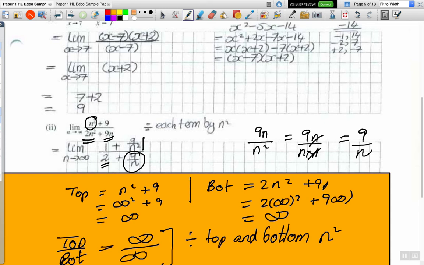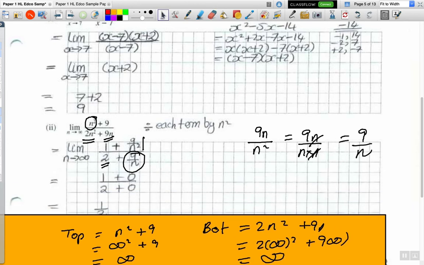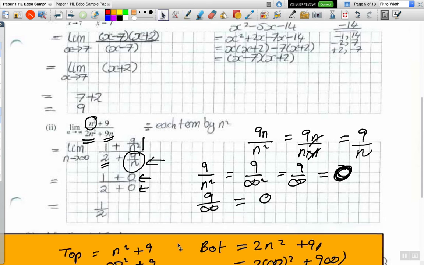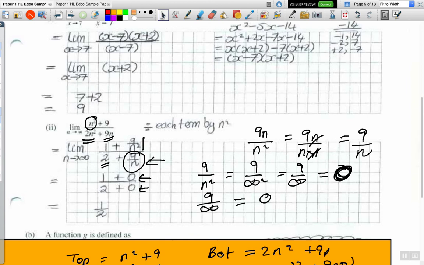Then what we do is we let n tend to infinity, and because n's on the bottom, 9 over n squared is going to be 9 over infinity squared, which is 9 over infinity, and 9 over something very, very large is regarded as 0. And then 9 over infinity, because that's what n is, again 9 over something insanely large, is also going to be equal to 0. So that's why those two values are 0, and you're just left with an answer of a half. That's the end of that one.